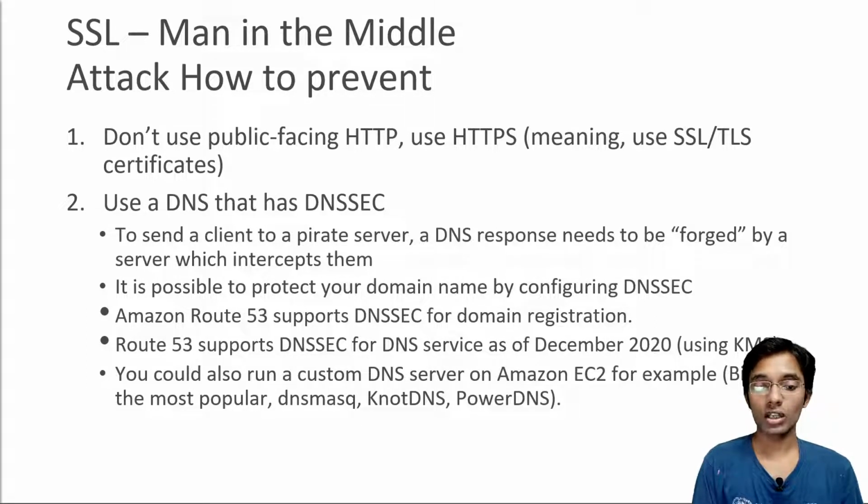You could alternatively run a custom DNS server on EC2. For example, one of them could be BIND, which is the most popular. But you have other ones, like dnsmasq or PowerDNS, and configure DNS directly on your custom instance. But right now there's a change, and Amazon Route 53 supports DNSSEC out of the box as of December 2020, and we are here in July 2022, so it's available. That used not to be the case.